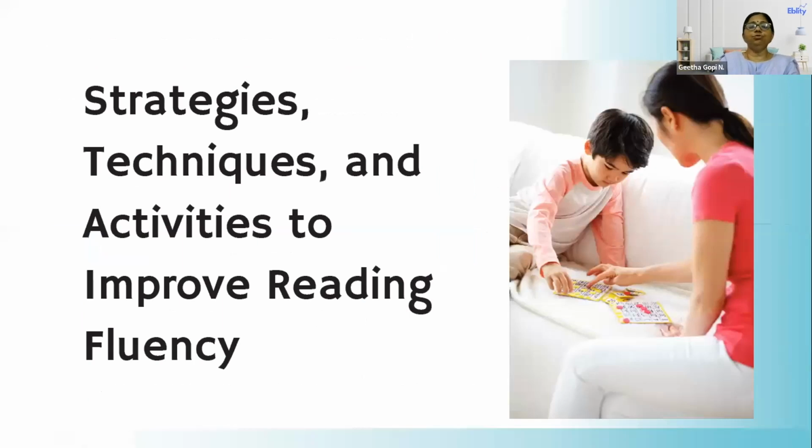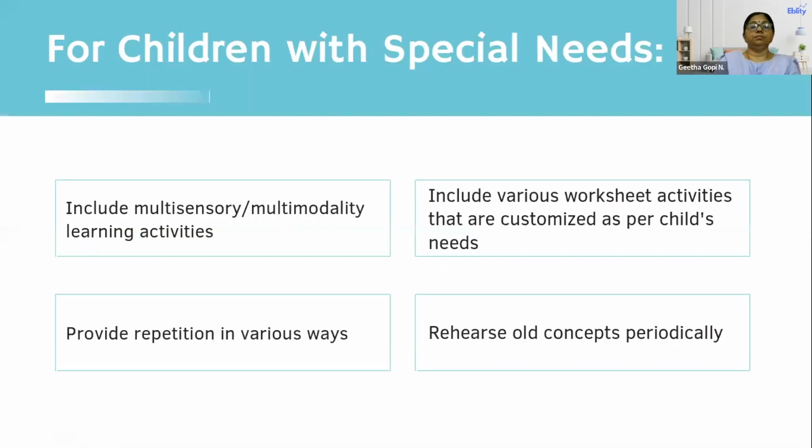And what can we do to improve this? Again, goes without saying, a universal design, which is, use multisensory, multimodality learning activities. Most of our children, and especially children with special needs, learn better when there are multiple ways of presenting the learning matter given to them. So that helps them to access the learning material better. So use a lot of multisensory, multimodality activities.